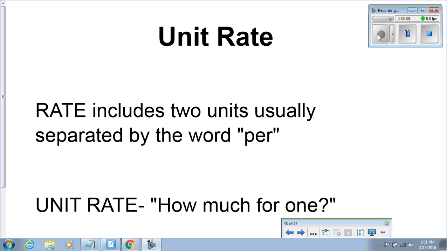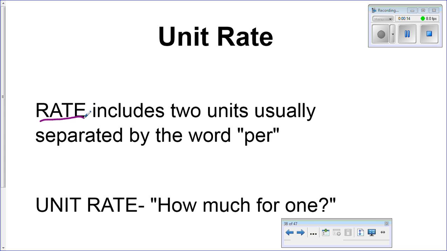Just a reminder, in class we talked about a rate including two different units, usually separated by the word per. So, most common rates that we hear of are miles per hour, cost per hour, maybe cost per pound, things like that. The best way to describe unit rate is we're always asking ourselves how much for one of these. Let me show you what I mean.